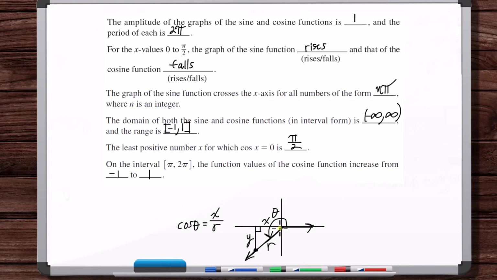Right, at pi, you have x is equal to r, but x is in the negative direction. So it's negative, so cosine's -1, and then going to 3 pi over 2, x goes down to 0, and then going to 2 pi, x increases towards equaling the radius, which means that x divided by r is 1.